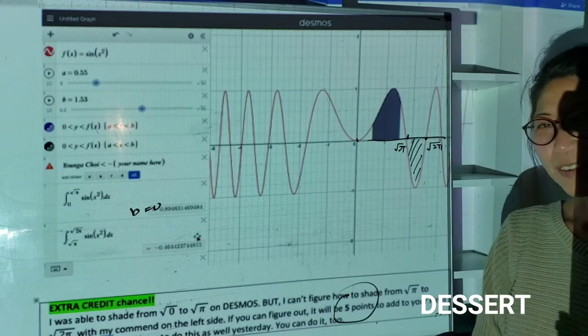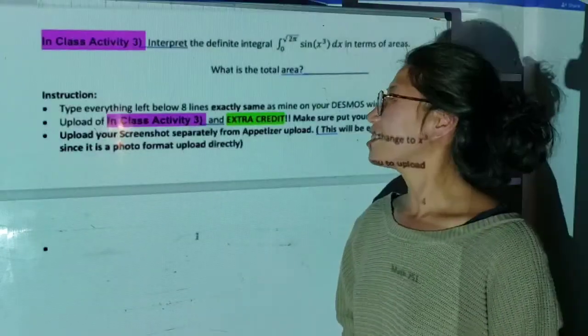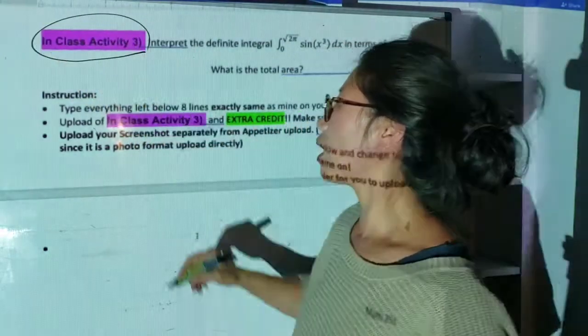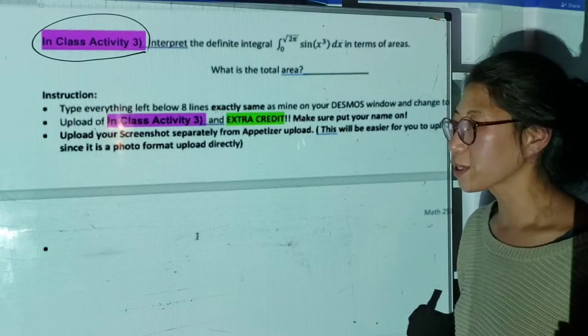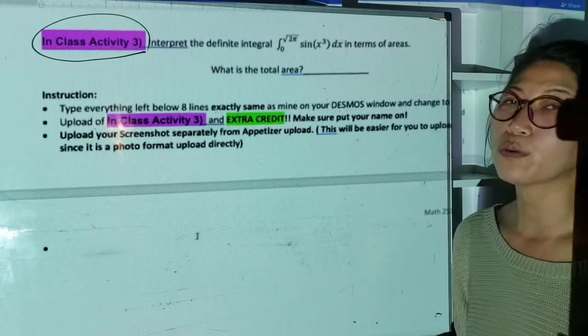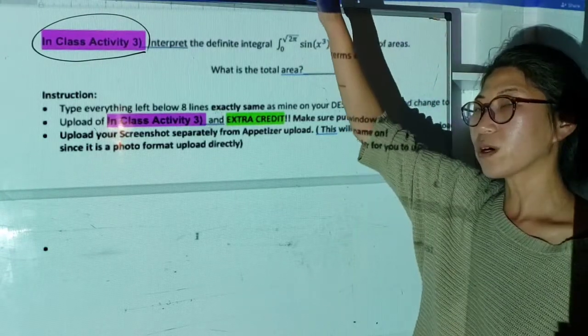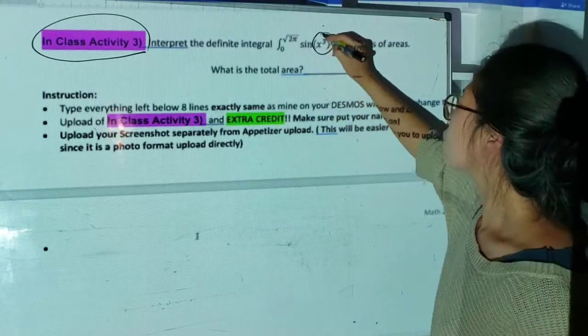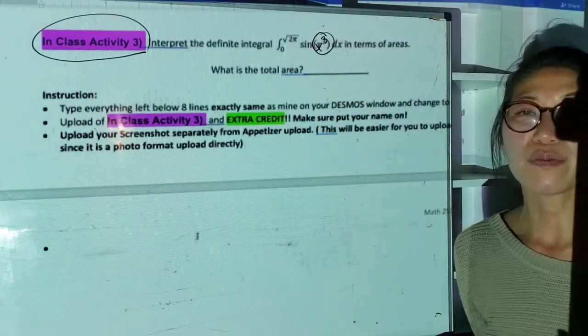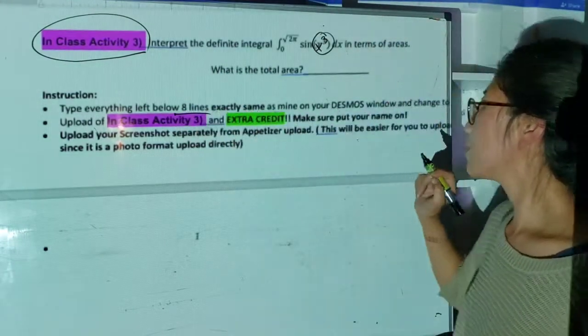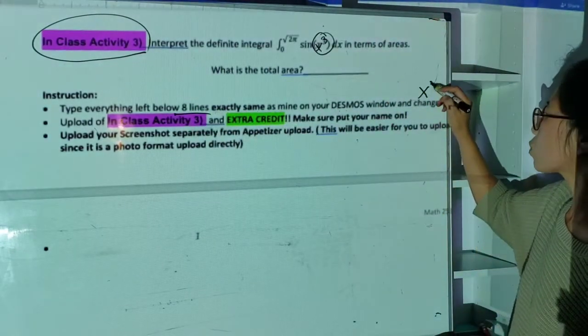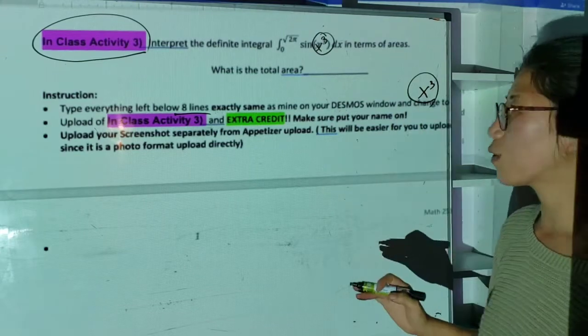So please help me. In this last in-class activity of our dessert, I want you to upload it separately from the appetizer. All you need to do, if you did the previous one the same as mine, is just change to x cubed. Definitely the graph will be different. I want you to type everything in line with the previous one, and then just change to the x cubed function and see how the function looks.